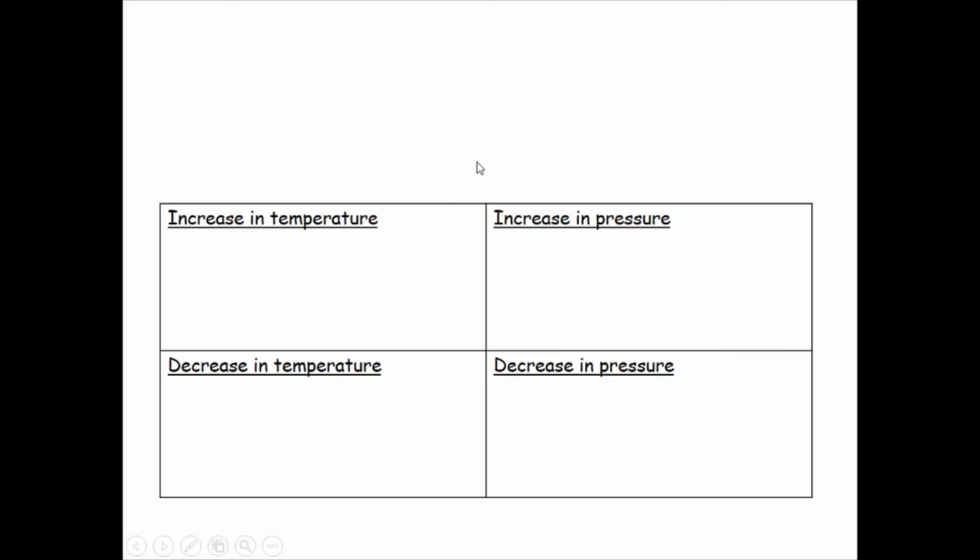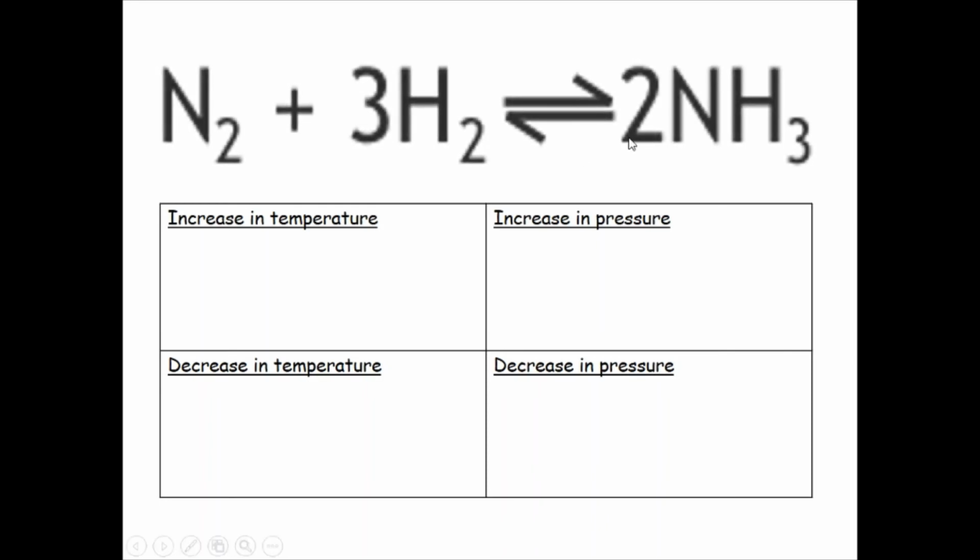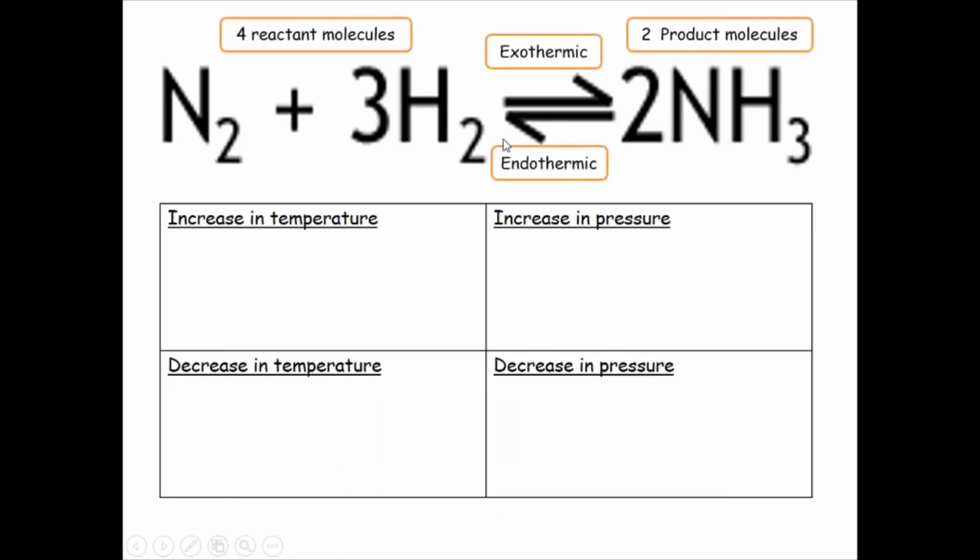Now the Haber process equation is really common in exams. What you need to do first is pick out information from the question or things that you already know about this process. So we can add on the things that we already knew, like it's an exothermic reaction going forwards, there's 2 product molecules, 4 reactant molecules. The next thing you would do is create a grid like this. It will really help you in the exam.